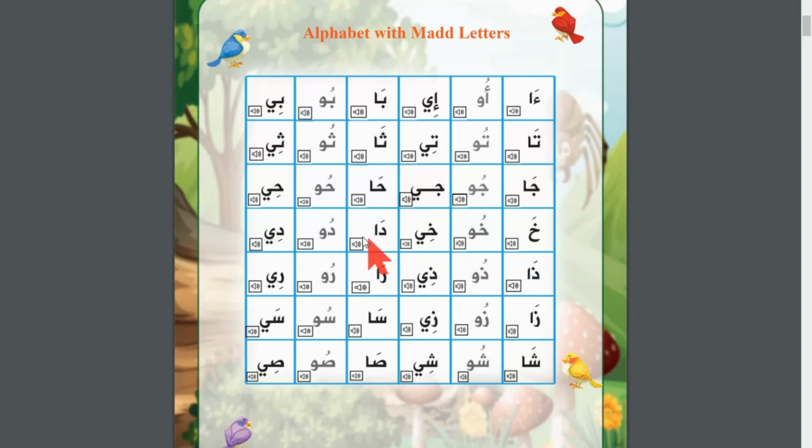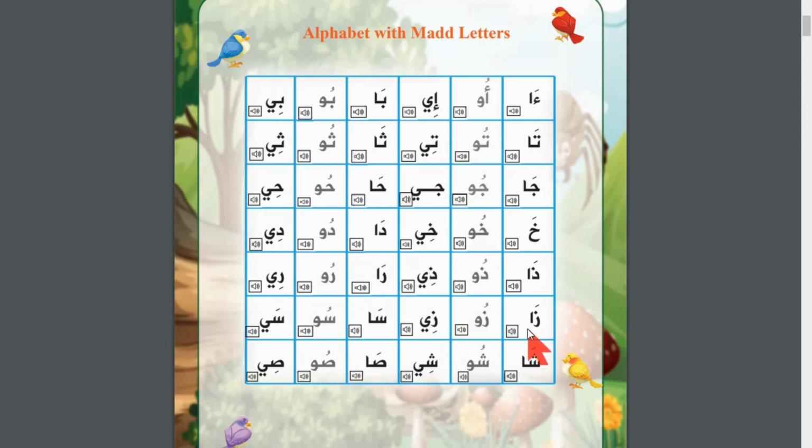Dal, Alif, Fatha, Da, Dal, Waw, Damma, Du, Dal, Ya, Kasra, Di, Da, Du, Di. The next one we have Ra, Alif, Fatha, Ra, Ra, Waw, Damma, Ru, Ra, Ya, Kasra, Ri, Ra, Ru, Ri.